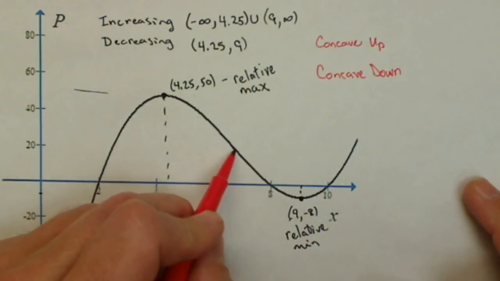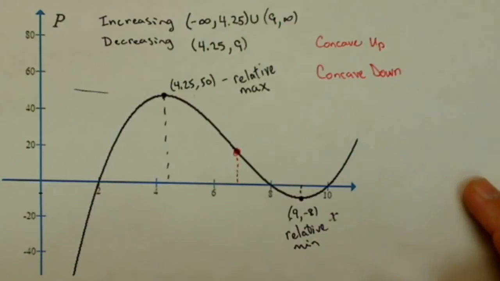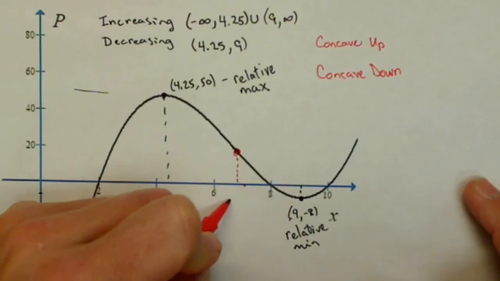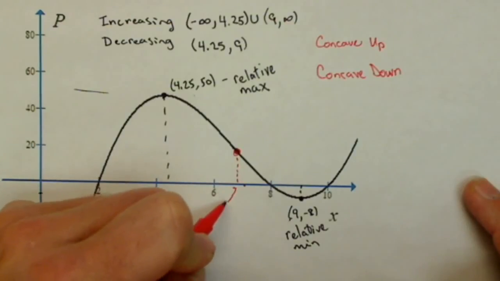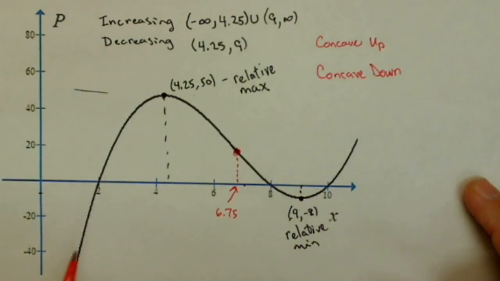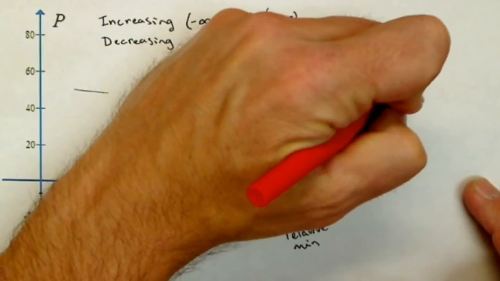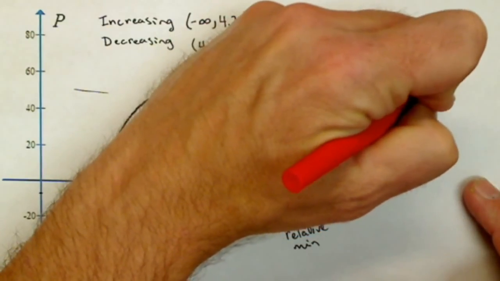So let's just kind of pick a point. Maybe we say it happens about right there. So we need to identify that x value because that's where it switches. Now it's not quite 7. It's a little further than 6. So let's say that it's about, right there is about 6.75. That means our function is concave down from negative infinity up to 6.75.